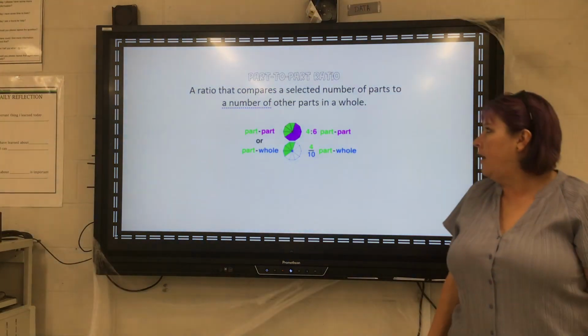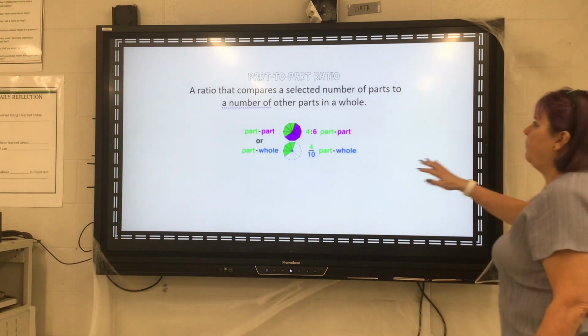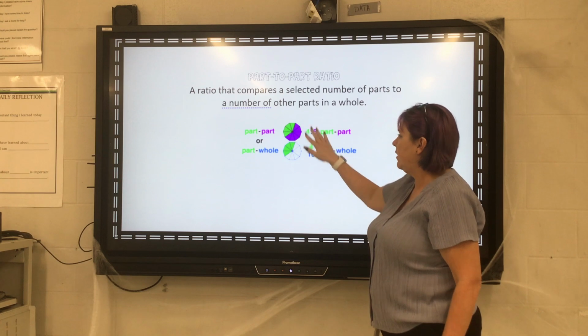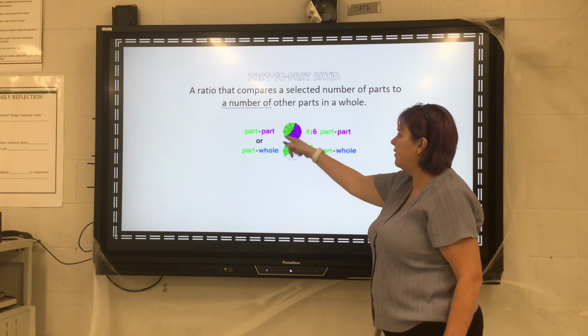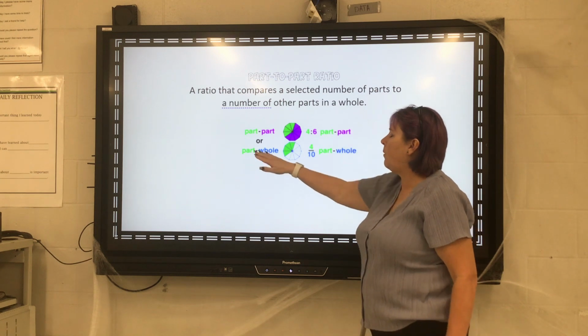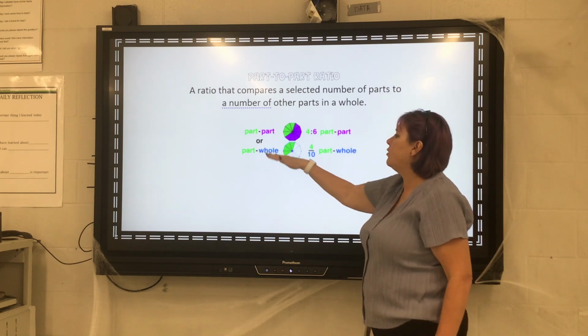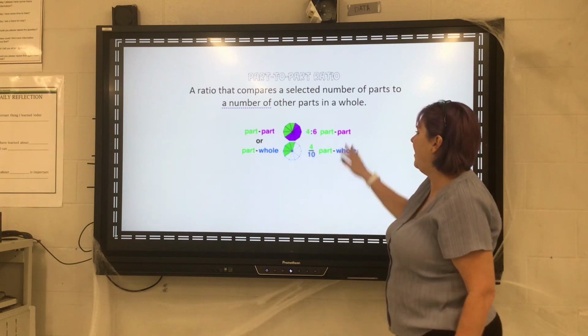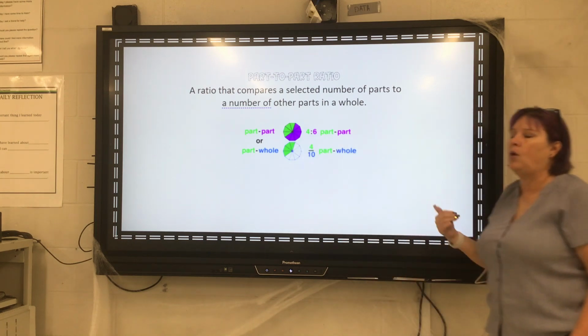Okay. Ratios, you can do part to part, where you compare a small part and a big part. So you have a ratio of 4 to 6, 4 small parts, 6 small parts. Or you can do a part to whole, where you have 4 small parts and the whole thing is 10. So it is a part to whole ratio.